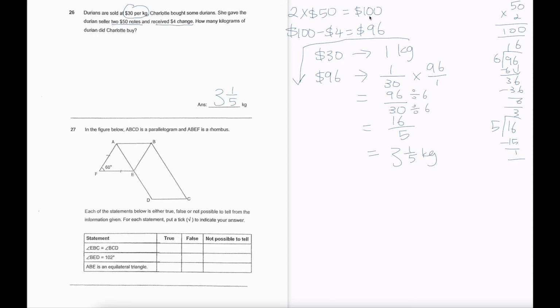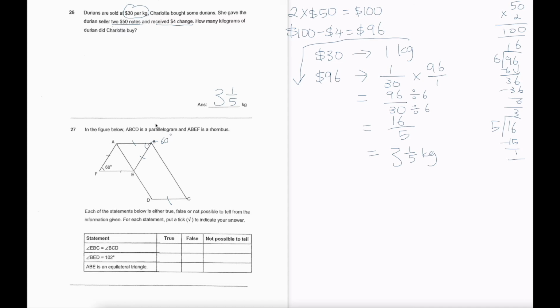In the figure below, ABCD is a parallelogram. So when it's a parallelogram, that means that this side and this side are the same, correct? And AD will be equal to BC. And ABEF is a rhombus, so all the sides are the same. Okay, so let's start doing the questions. EBC equals BCD. Firstly, let's find out what ABE is first. ABE is opposite of this 60 degrees, right? So ABE will be 60 degrees also.